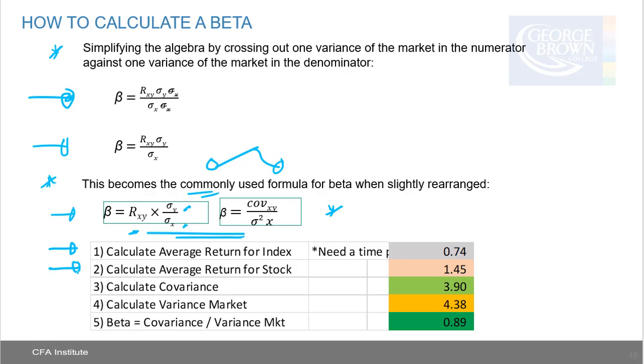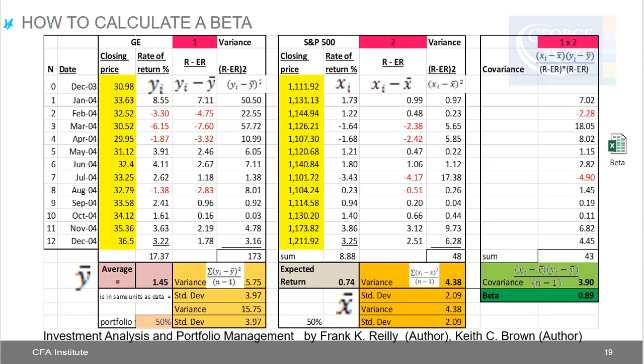We're going to calculate the average return for the index. We're going to calculate the covariance. We're going to calculate the variance of the market, and the beta is the covariance of the stock and the market divided by the variance of the market. Okay? So I'm going to run through how to calculate the beta.